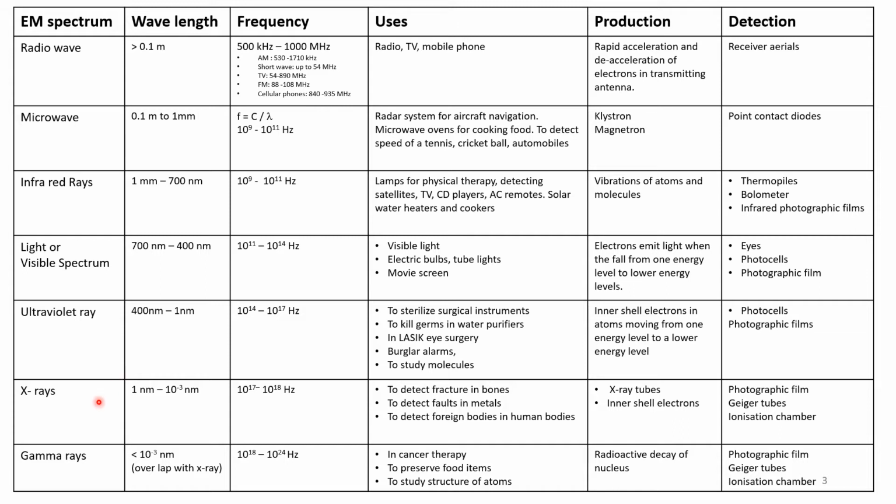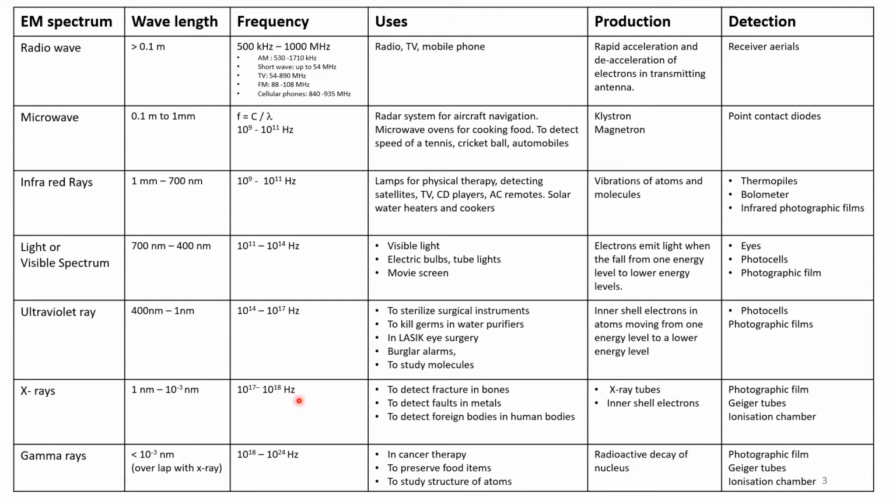X-rays. The wavelength of X-rays falls between 1 nanometer and 10 to the power of minus 3 nanometer. Please see it is reducing wavelength. We started with 0.1 meter and we are now passing through nanometers, 10 to the power of minus 3 nanometers, and its frequency range is 10 to the power of 17 to 10 to the power of 18 hertz.